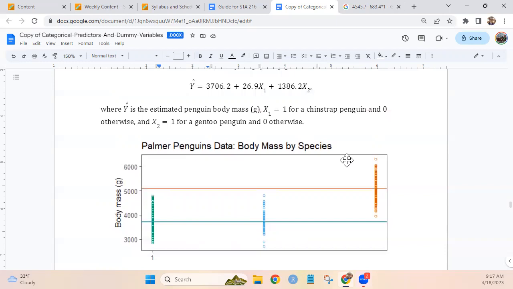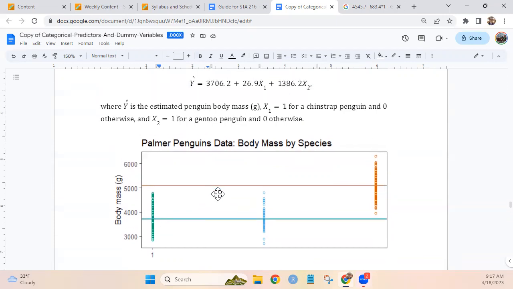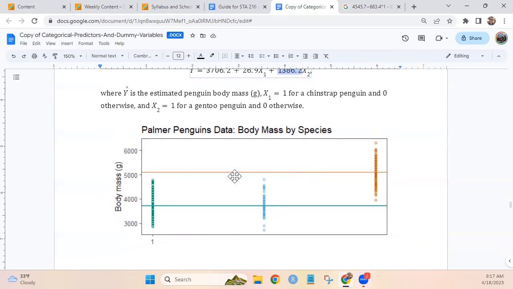notice that X1 was an indicator of Chinstrap. Adelie, green, is our baseline group, our reference category. X2 is the Gentoo indicator right here. So see the effect of the Gentoo penguins? It's like 1400. That is exactly equal to the difference in height between the red line here and the green line for the Adelies. That's how that shows up. It's the difference in their sample means.